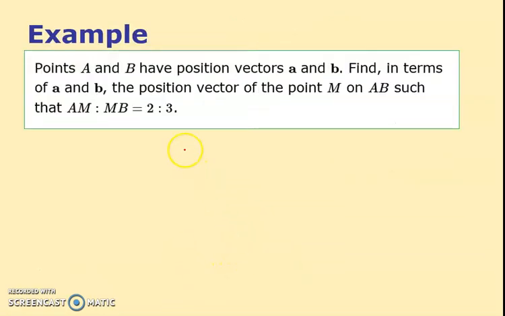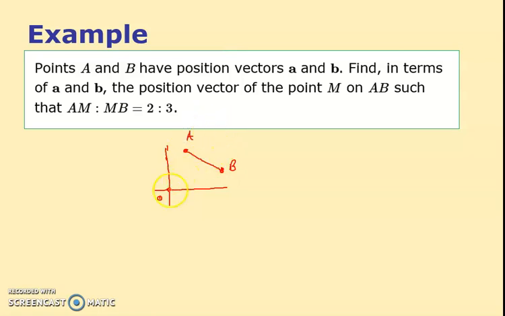Example. Points A and B have position vectors A and B. Find in terms of A and B the position vector of M on AB in the ratio 2 to 3. This looks like a GCSE type question. So if I was to draw a set of axes almost, that's my origin. So imagine I've got a point over here, and I know I don't know anything about it, but I'm just pretending it's over here. And there's my A and my B.